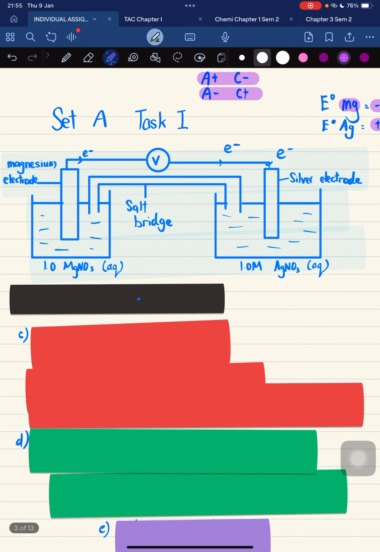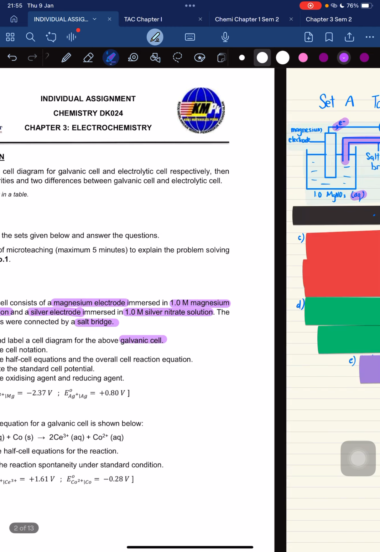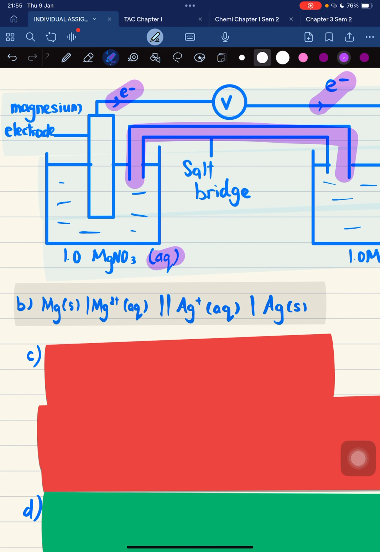And don't forget to state the physical state of both electrolytes. Draw the salt bridge and draw where the electrons flow from, which is from anode to cathode. And for B, write the cell notation. This is how the cell notation looks like. Don't forget to state the physical state, which is solid, aqueous, and solid.